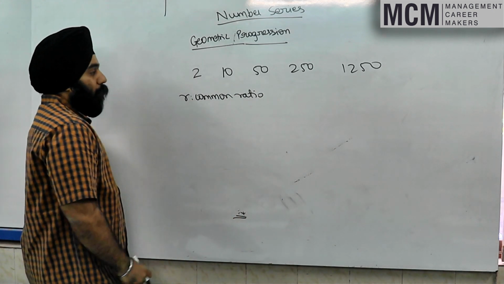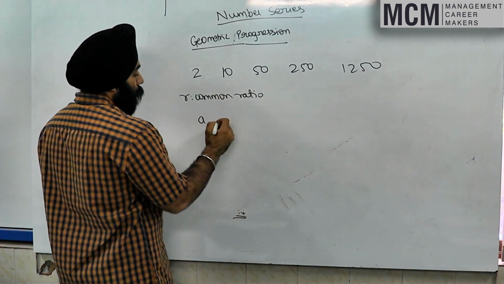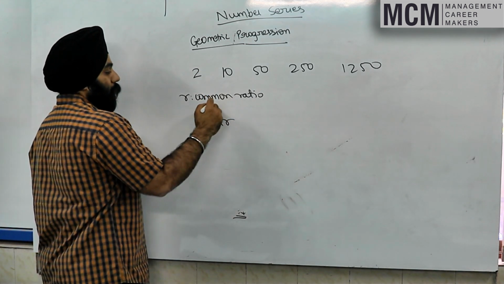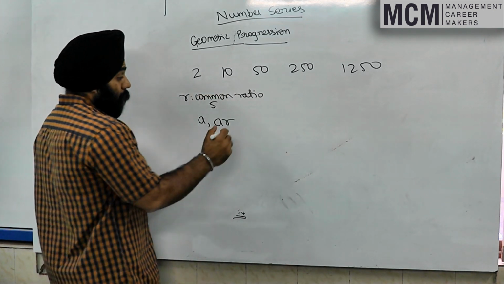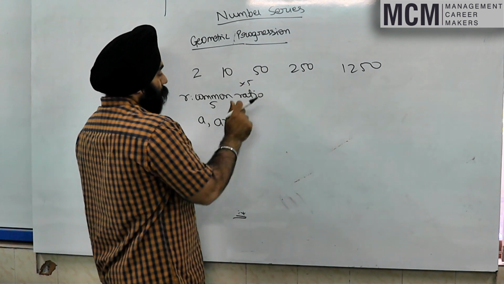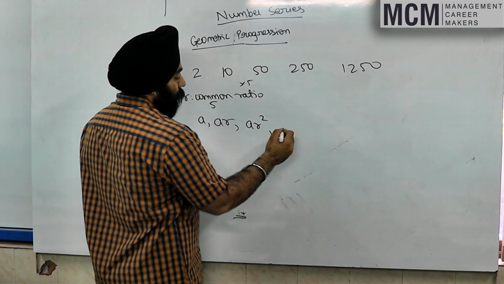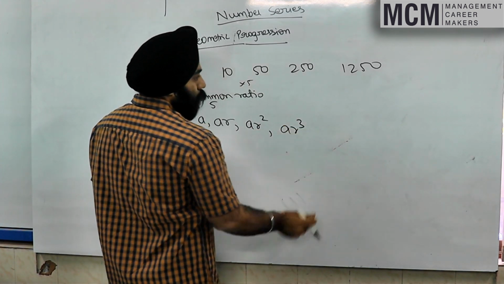So if I take 2 as the first term, the second term will be A into R. What is the common ratio here? It is 5. 2 into 5. The next term will be what? This term is AR, and this into R will be AR square. This is the third term. The fourth term will be AR cube.